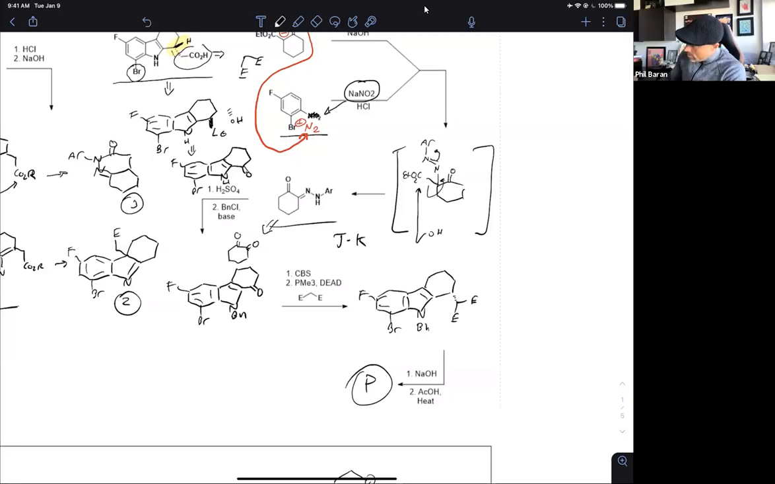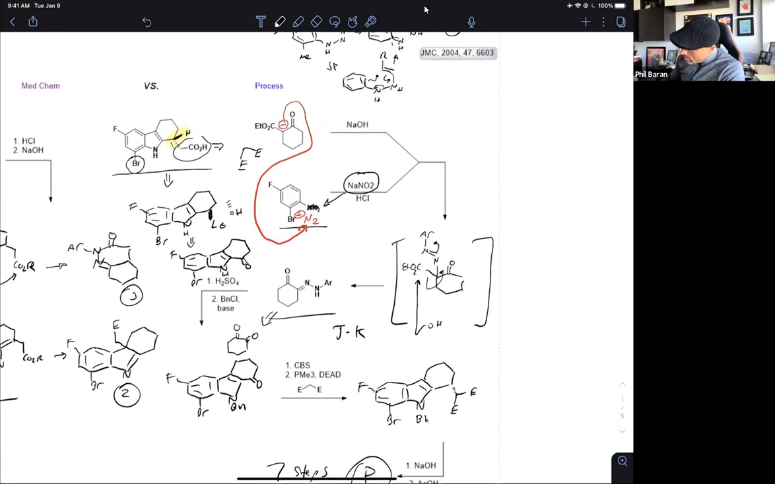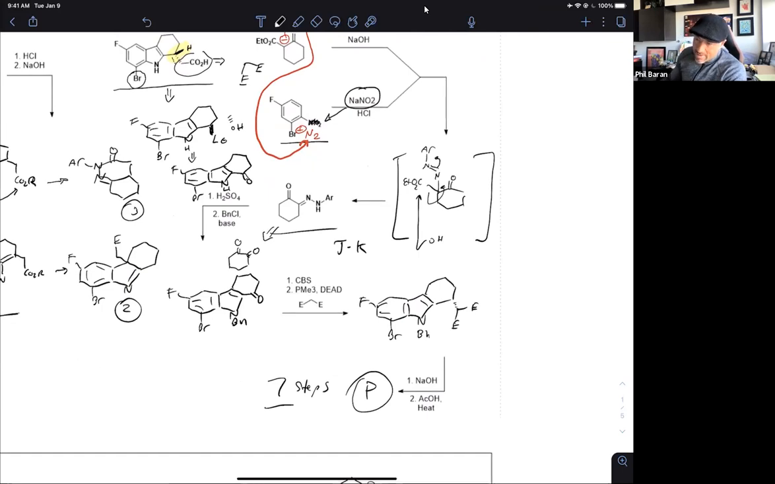Also, I want to mention that all seven steps here are done without any intermediate purification, without any chromatography, no isolation. The magicians in Merck process chemistry simply went straight from the materials you see on top all the way to the product in one telescoped stream. Really, really beautiful process chemistry here from a few years ago.